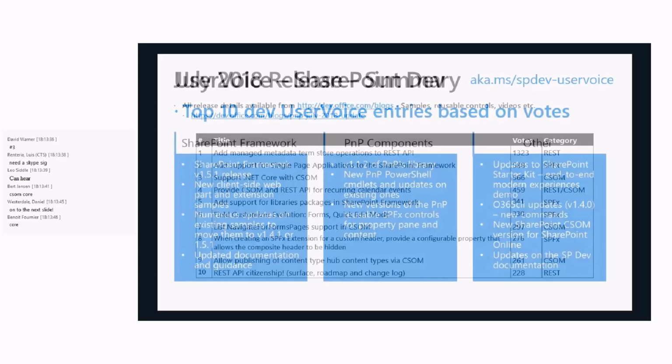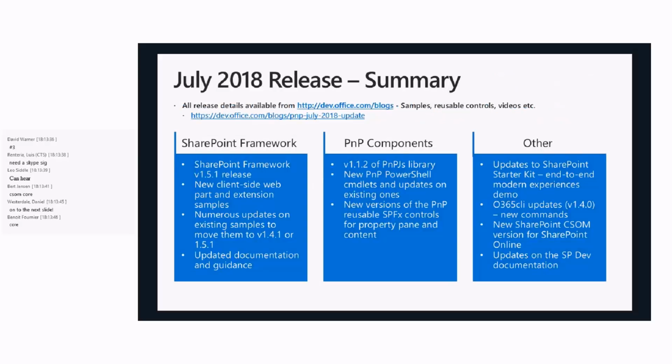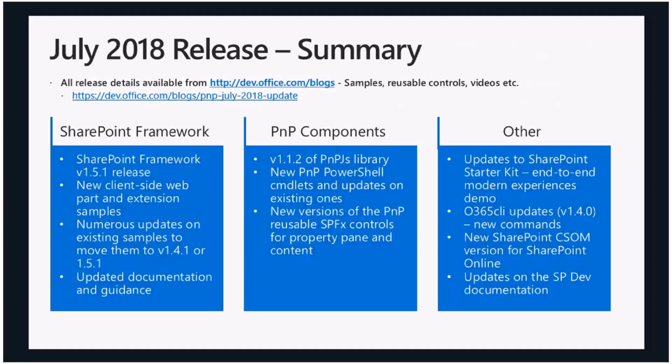Now, let's go to the next slide. Quickly, the July 2018 summary. Obviously, we released a new version: SharePoint Framework 1.5.1 is the latest version. There are new client-side web parts and extension samples, and we're going to see some of those today, one from Luis, and another, an older sample from the SharePoint starter kit, from Paolo. There are numerous updates on the existing samples, moving them from previous versions to the latest ones, and updated documentation and guidance on the PnP component sites.